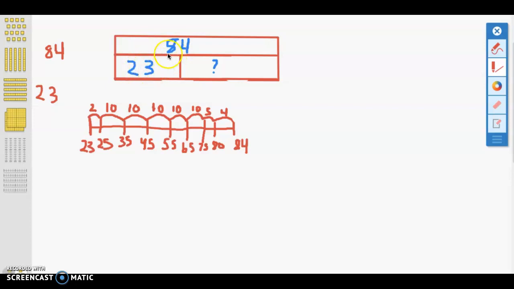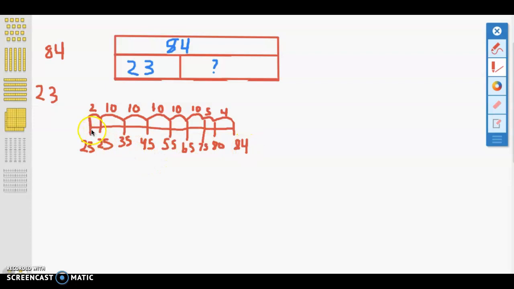But how do we get there? Do we just start counting from 23 to 24, 25, 26 and count by ones? Well, that's going to be a little time consuming, and we don't want to mess that up by counting by ones all the way up and confusing ourselves. So I took the liberty here of drawing out the number line, and we're going to go from 23 to 84 and find out what it takes to get there.